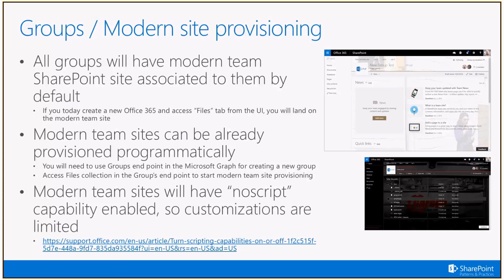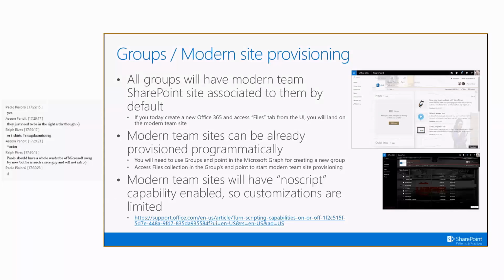We're looking into combining that as a single operation in engineering. So in the future, when you create an Office 365 group, we will actually create the matching SharePoint modern team site for you. Right now, today, if you need to do this programmatically, you will need to first create the group and then hit the endpoint for the files access, and then wait until it has been provisioned. The provisioning itself is super, super fast. It takes like 3 to 5 seconds to have that site available.